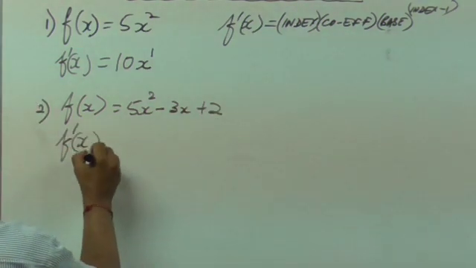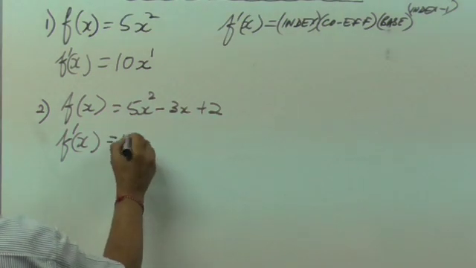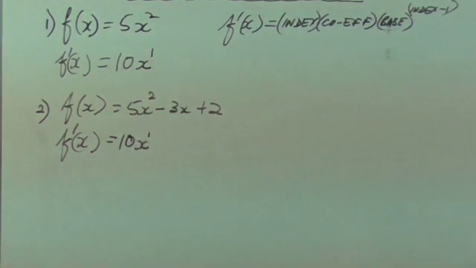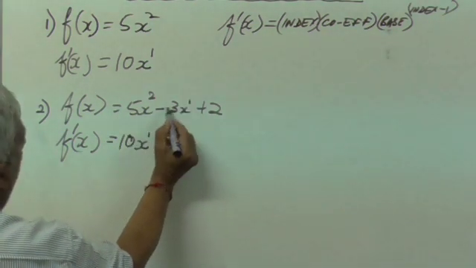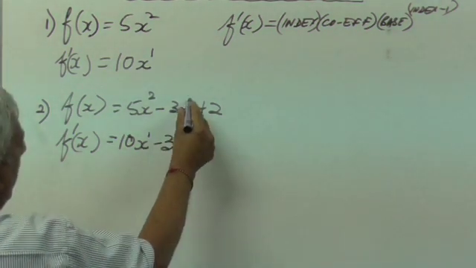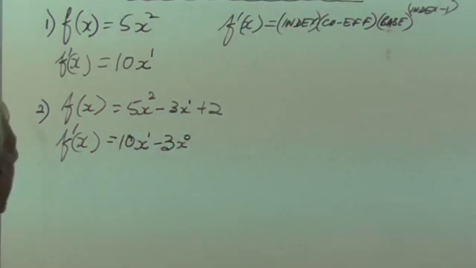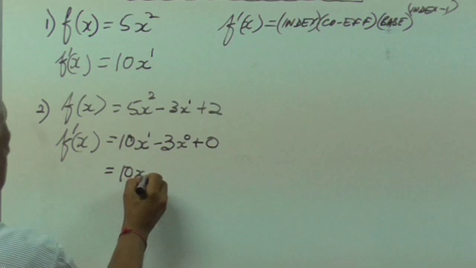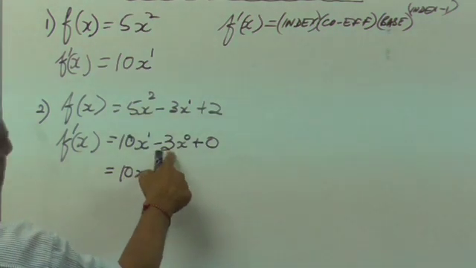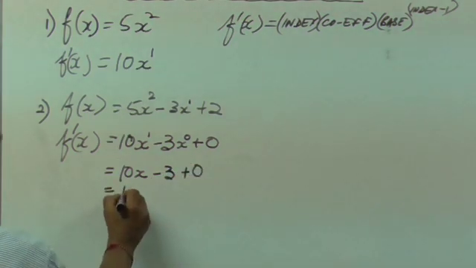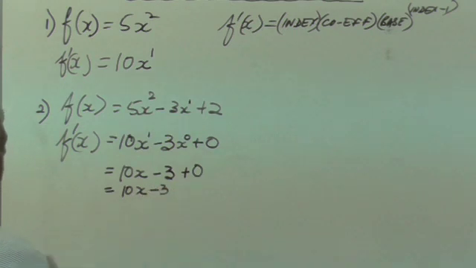F prime x is equal to 2 times 5, 10. Write down x. 2 minus 1 will give you 1. Now here the 1 is understood. 1 times minus 3 is minus 3. Write down the x. 1 minus 1 will give you 0. And the derivative of a constant, the derivative of a number, is 0. So that final answer will be 10x. This is 1. Minus 3 times 1 will give you minus 3 plus 0. I'm just doing this one in full steps. So this is 10x minus 3.